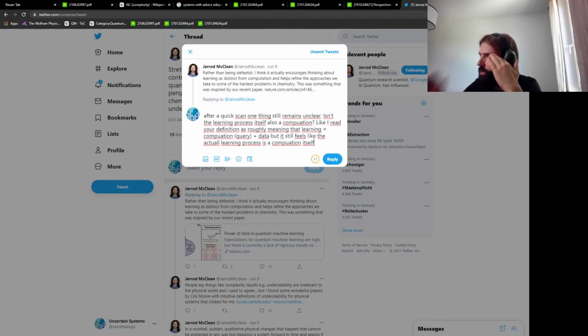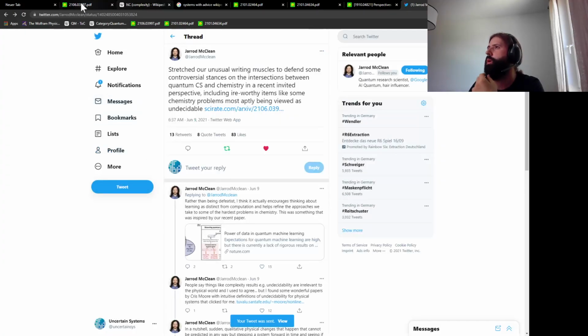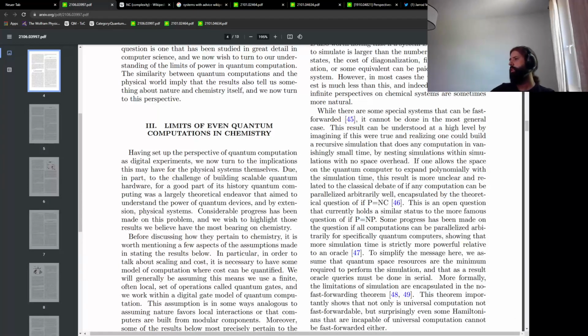But after a quick scan, one thing still remains unclear. Isn't the learning process itself also computation? I read your definition as meaning that learning is a computation query plus data, but it still feels like the actual learning process is computation. It's computation itself.